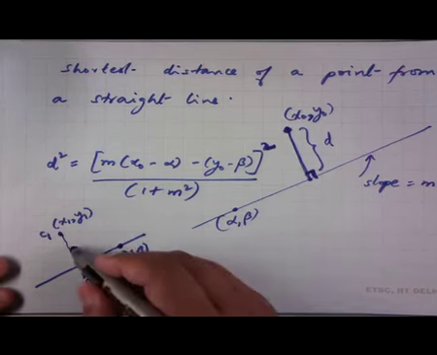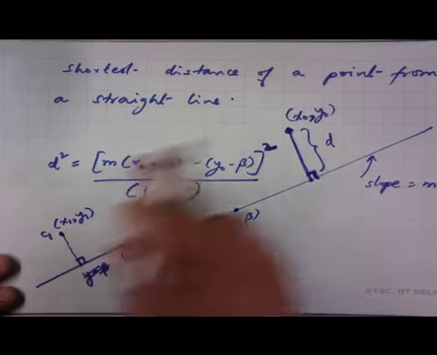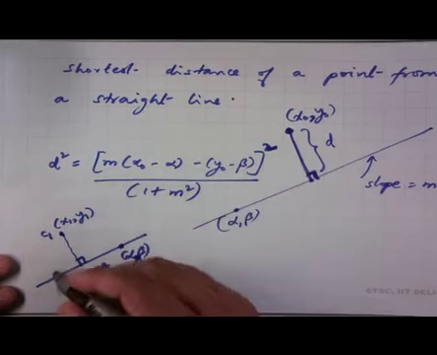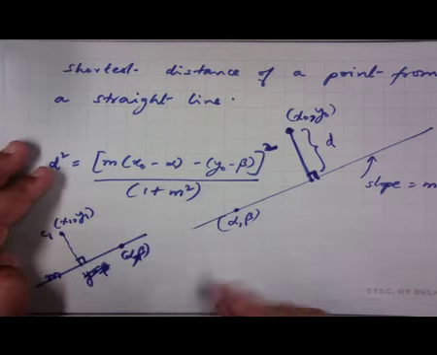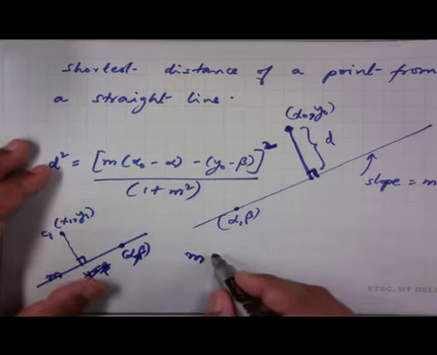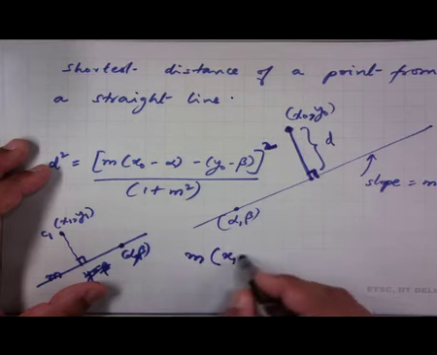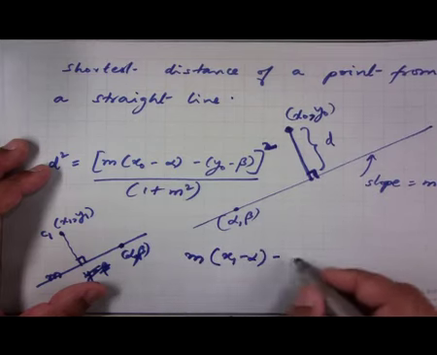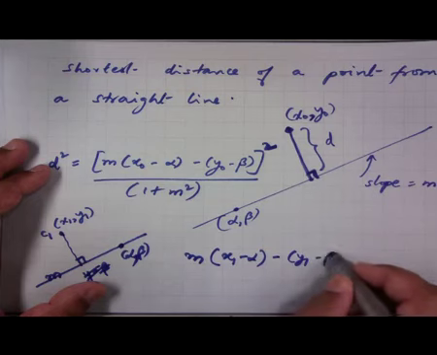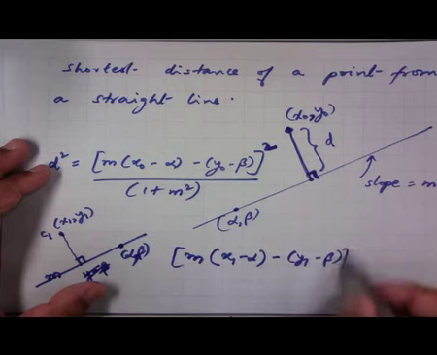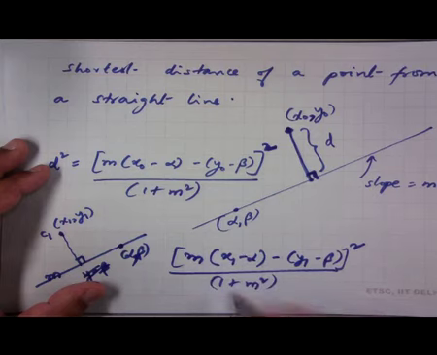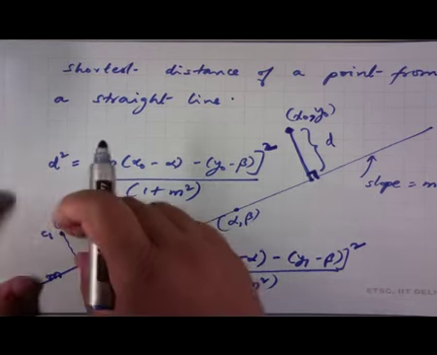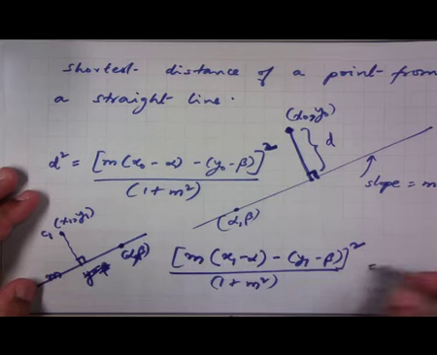Now the shortest distance can be calculated using this formula, and we have already said that the slope is m. So, the squared distance will be equal to m times (x1 minus alpha) minus (y1 minus beta), whole square, divided by 1 plus m square. So, this is the squared distance, and this has to be equal to r1 square.